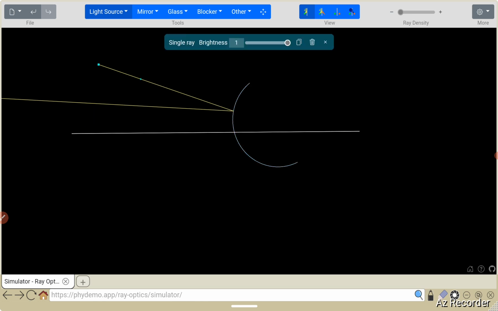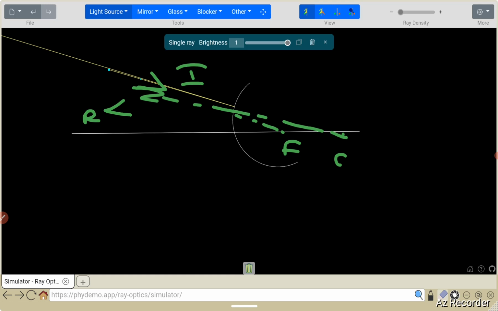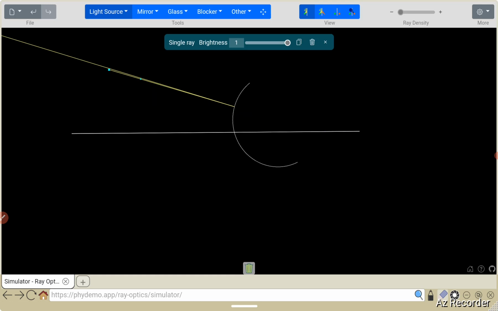Understood? If the light ray is appearing to pass through the center of curvature, it will be retracing its own path. Observe here. It is retracing its own path. Now, for this, where do you have the center? This will be the center. And somewhere here you got the focus. Correct? Understood?